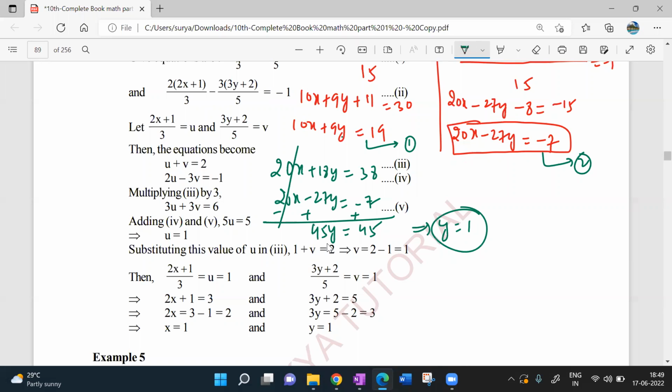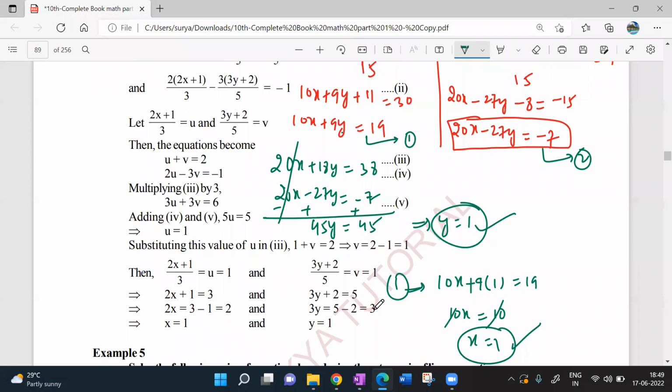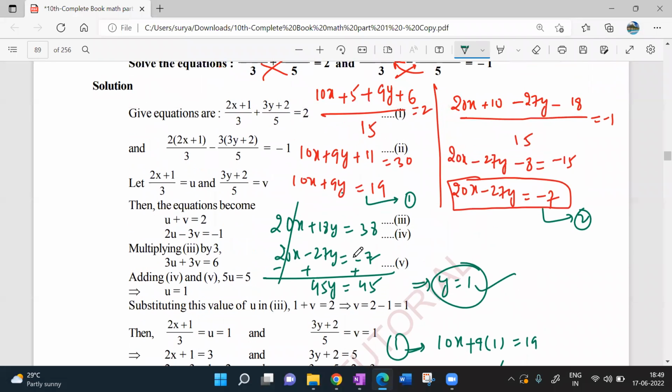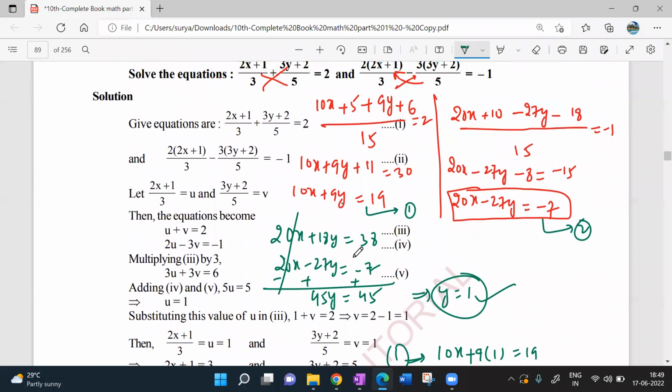Happily. Right? Substitute y value in one of the equations, you will be getting x value. 9 into 1 is equal to 19. Then x value also 1. Dipsika ji, you got it? Sir, can you scroll a little? Very simply, we solved. I didn't make anything complicated here. Yes.